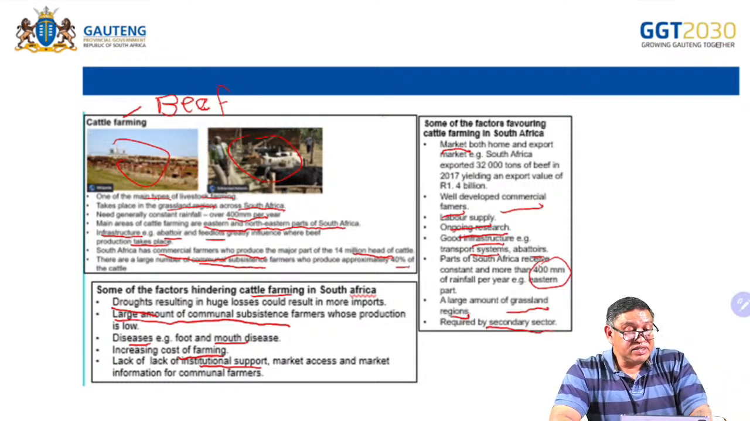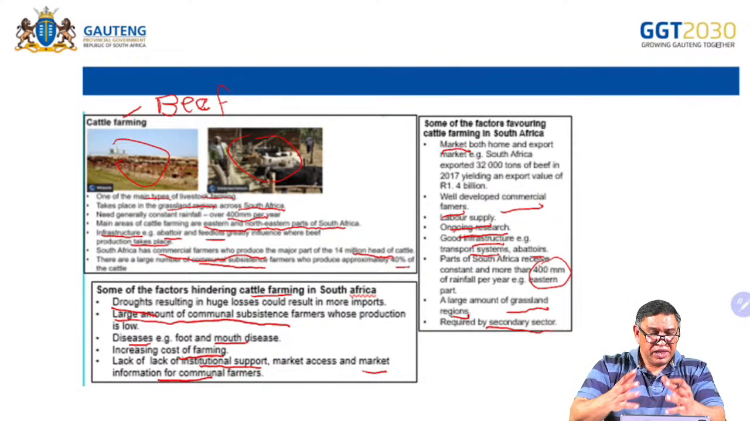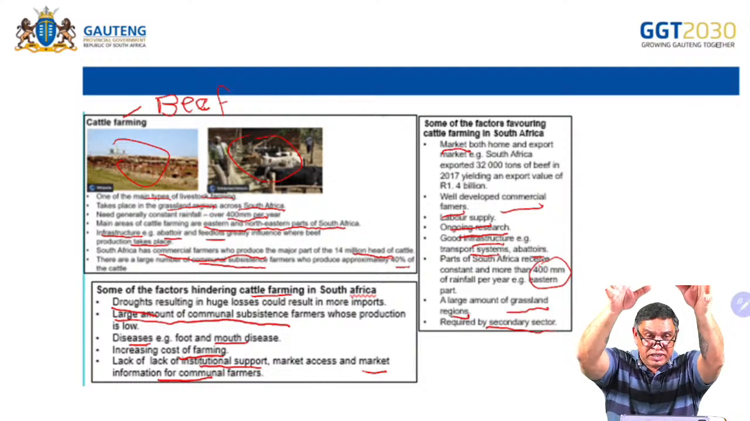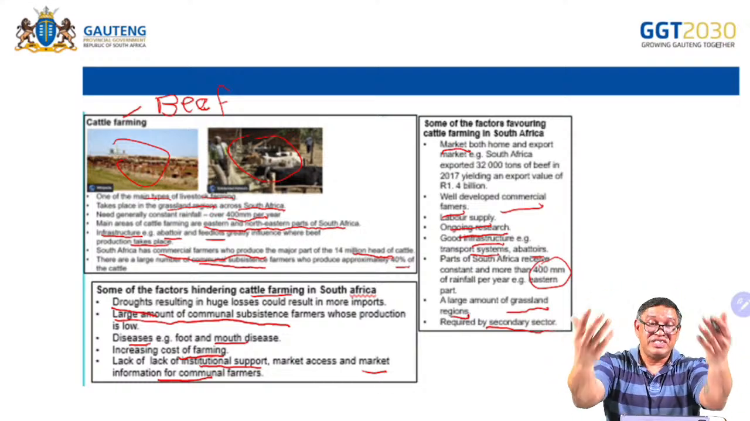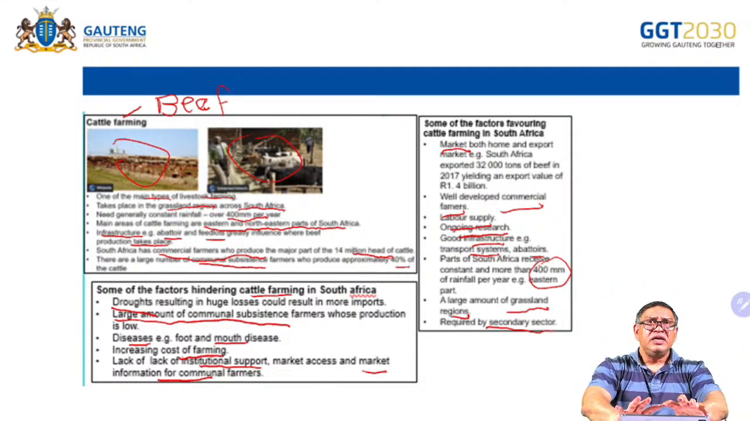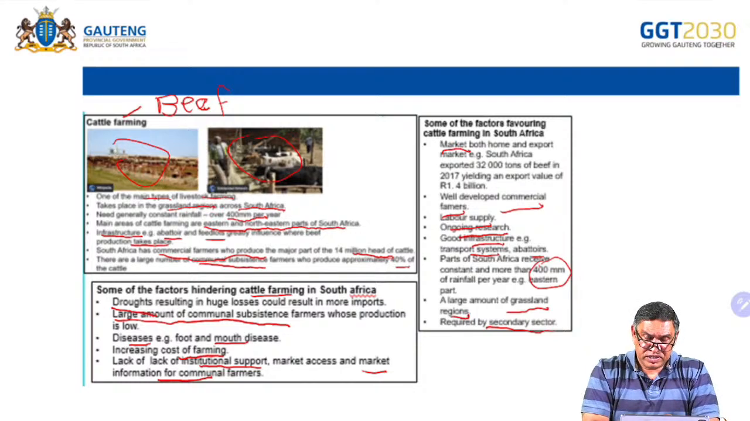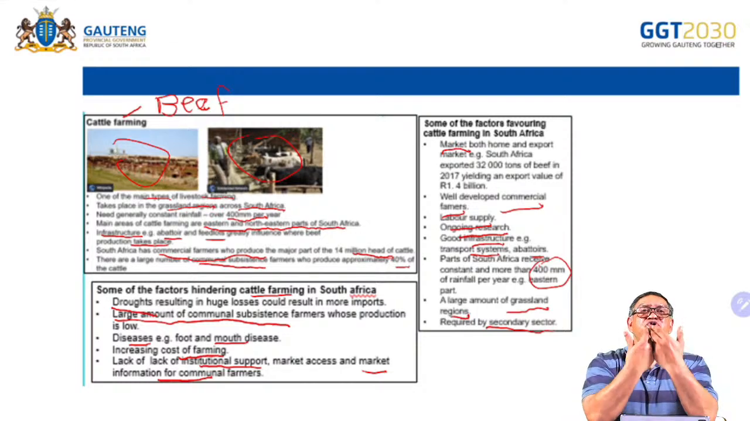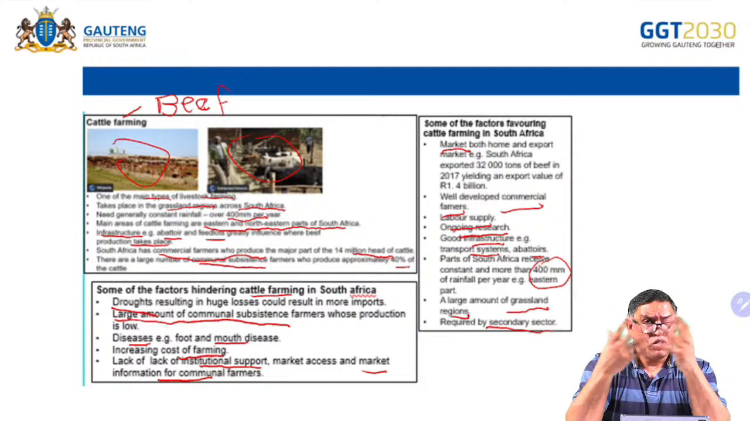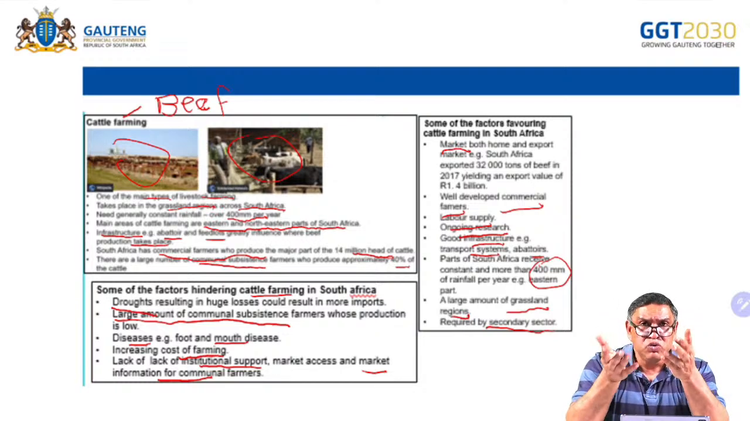Okay, and there's market information for communal farmers. They don't know much about the market, the communal farmers, and how we sell them. Now, learners, you worried again, how do I handle this beef farming? You know this, okay? If you get extracts on beef farming or little articles on infographs, use it.